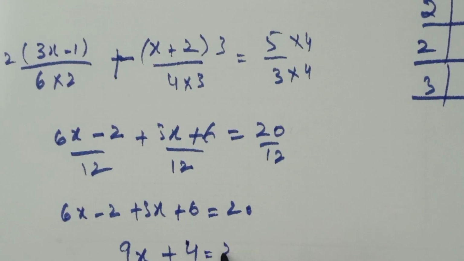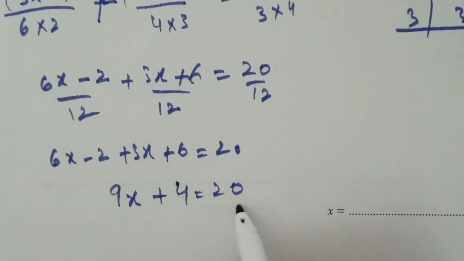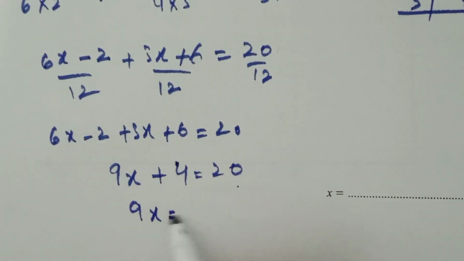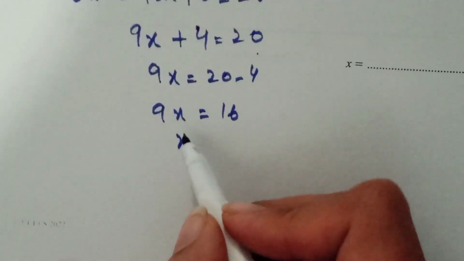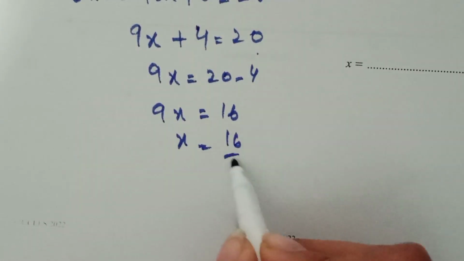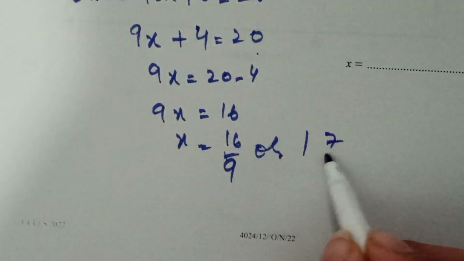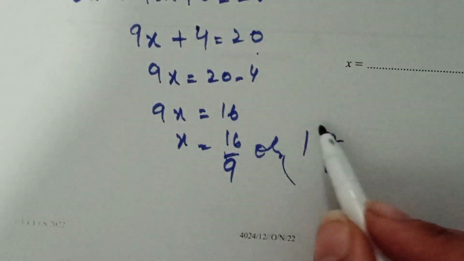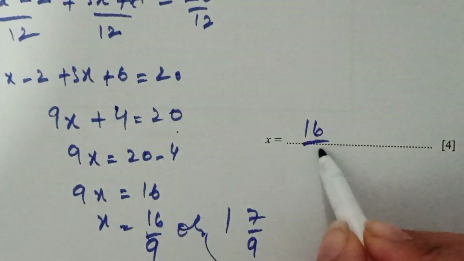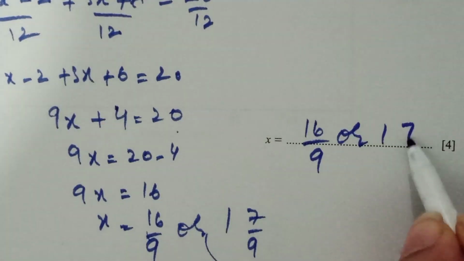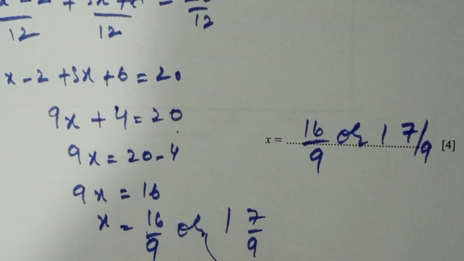Yes, 4 and this is 20. By subtracting 4 we get 16. Now 16 divided by 9 is an improper fraction, we can write it as a mixed number: 16 over 9, or 1 and 7 over 9. Now students, this is the answer of question number 19.